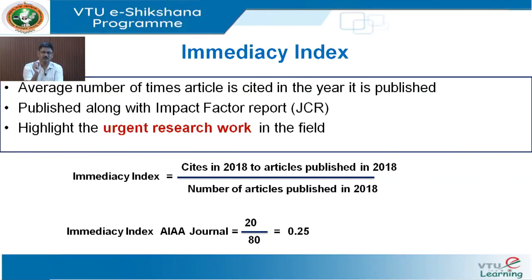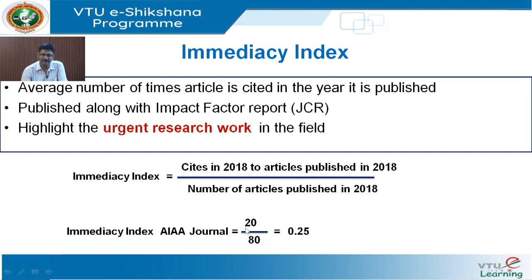So how is the immediacy index calculated? The citations in 2018 to the articles published in the same year, divided by the number of articles published in that year. For example, the AIA journal has got citations of 50 in the year 2018, and it has published around 60 articles in 2018, then 50 divided by 60. In this case, AIA has published 80 articles in the year 2018, and these 80 articles have received 20 citations at the end of December. So the immediacy index is 0.25.